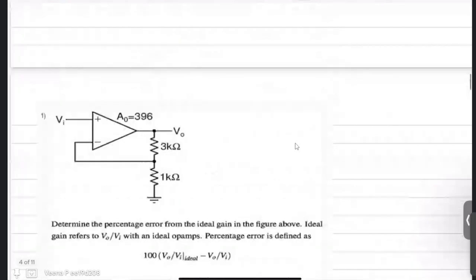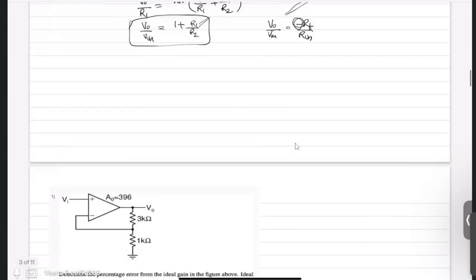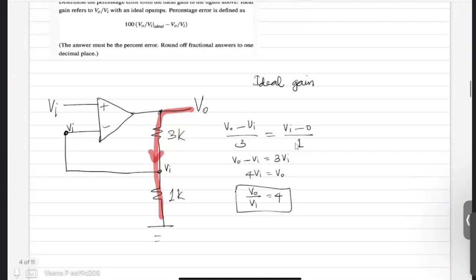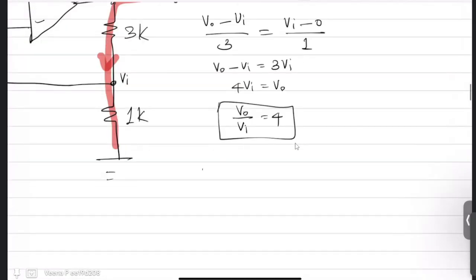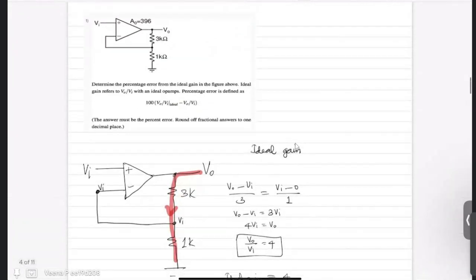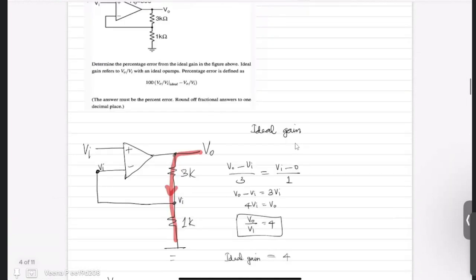So this is what you got before. You got 1 plus R1 by R2, where R1 in your case is 3. So here it is 1 plus 3 by 1, which is 4. So you got the same answer. So this is a non-inverting op-amp, and this is your ideal gain. So your ideal gain is 4. Now, in the actual case, you have to find your V0 by Vin.